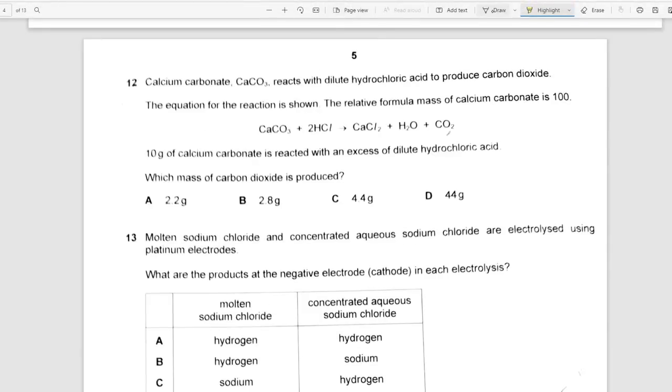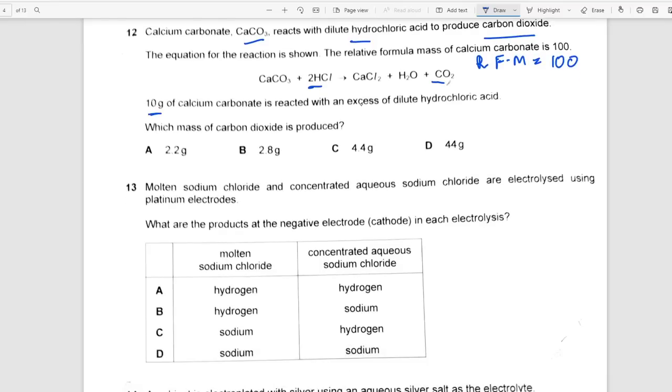The next question is telling us calcium carbonate, which is CaCO3, reacts with dilute hydrochloric acid to produce carbon dioxide. So this hydrochloric acid is giving us CO2. The equation is shown here, and the relative formula mass, the RFM, is 100. It is telling us 10 grams of calcium carbonate is reacted with excess. So first things first, we need to find the moles, because most likely it's telling us how much CO2 is produced.